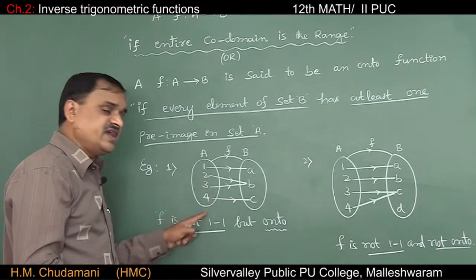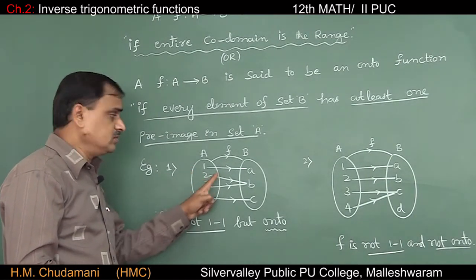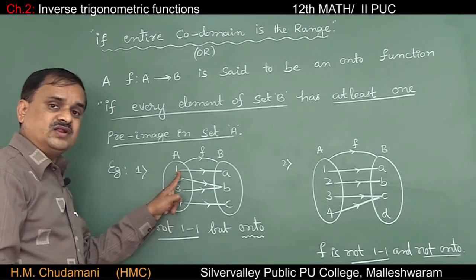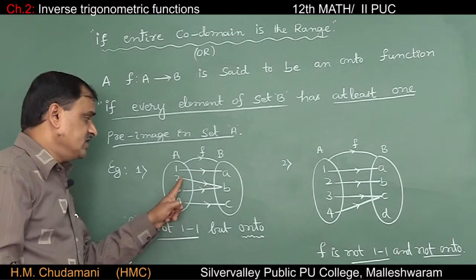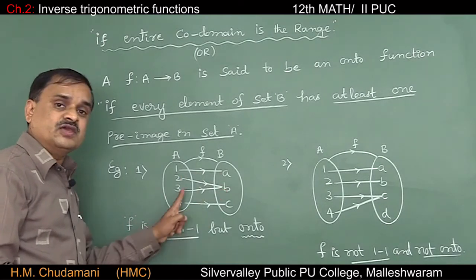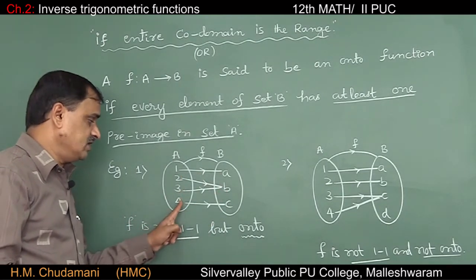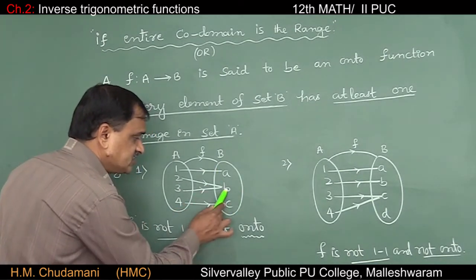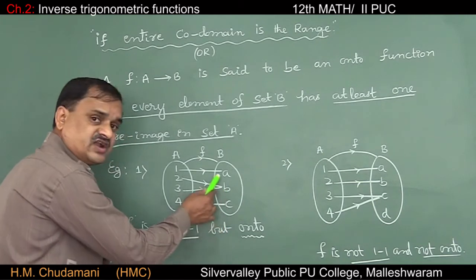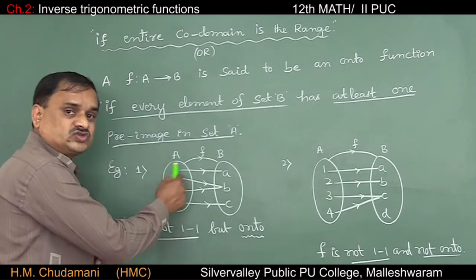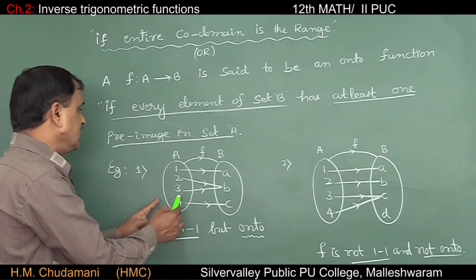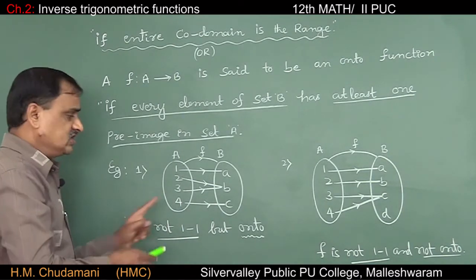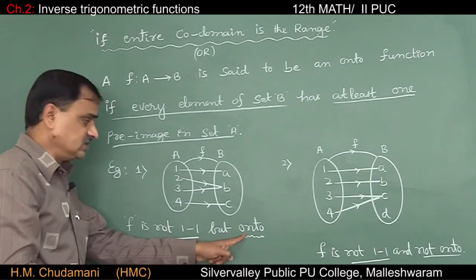Example, the set A consists of 1, 2, 3, 4. The set B consists of a, b, c. 1 is associated to a. Image of 2 is b. Image of 3 is also b. Image of 4 is c. See, every element of the set B is associated to at least one element, at least one pre-image in set A. That's why it is onto function.